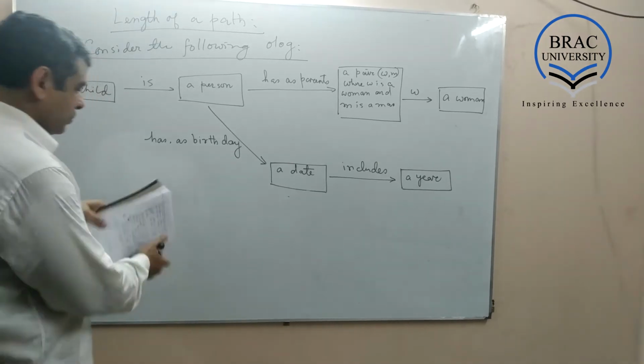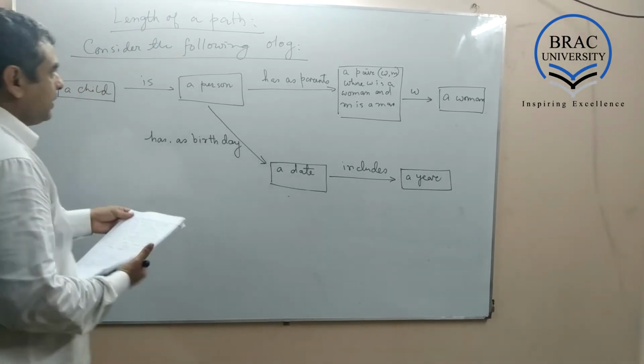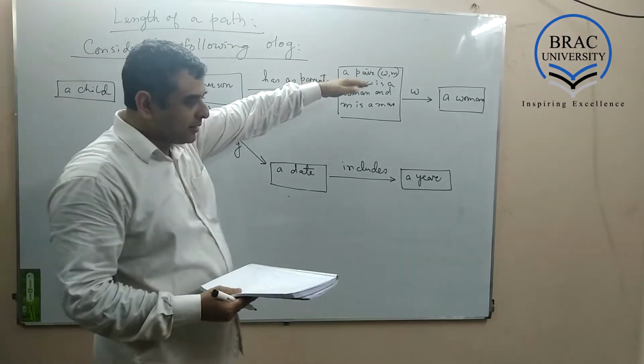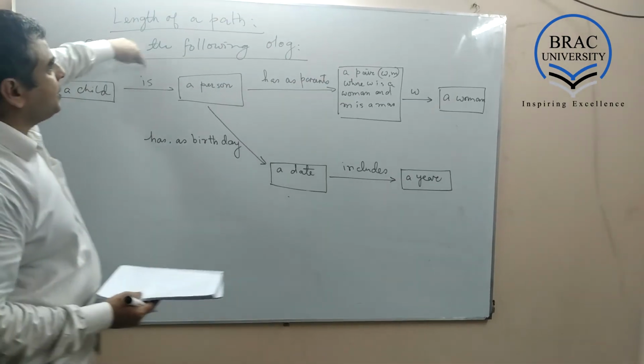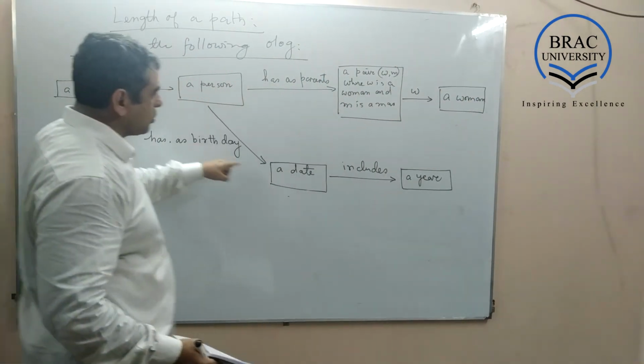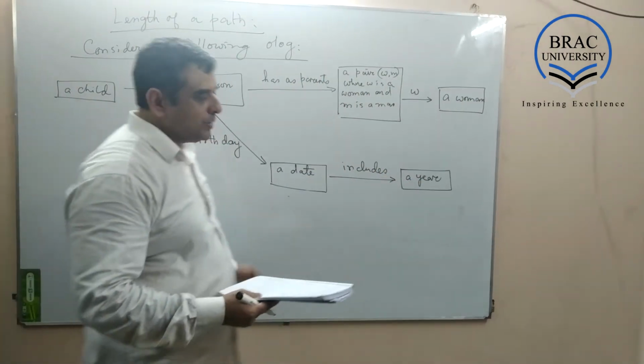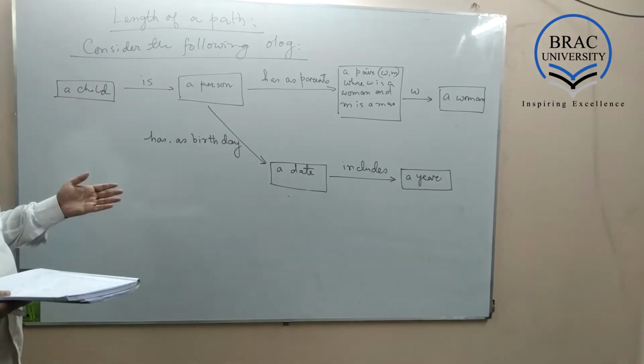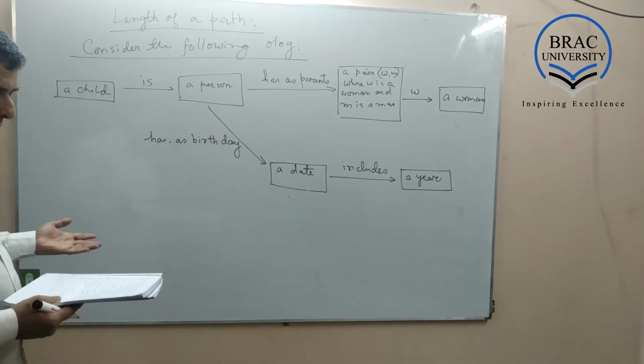So we'll count the arrows in each path and we'll see that there are 3 arrows in the first path and also 3 arrows in the second path. So we say that both the paths have the same length, which is 3.